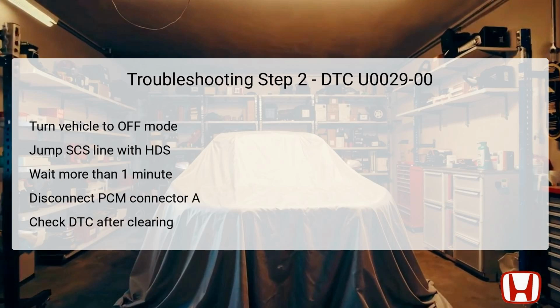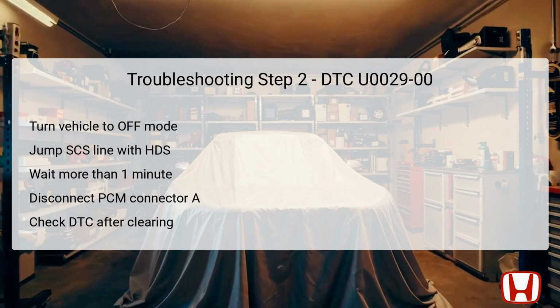The next step in troubleshooting involves checking for a shorted unit, specifically the Powertrain Control Module, PCM. Begin by switching the vehicle to the off-lock mode. With the HDS, initiate a function called SCS short, which allows you to isolate the PCM for testing. It's essential to wait more than 1 minute while in this mode to ensure the PCM can enter a proper diagnostic state.